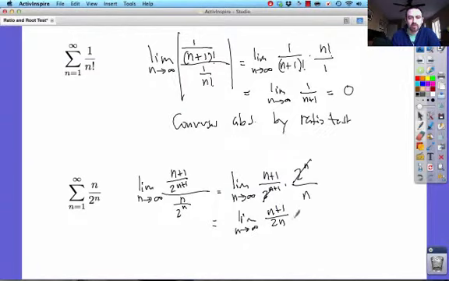Well, this is a polynomial over a polynomial. We know that polynomials of the same degree over polynomials of the same degree go to the ratio of the highest terms. So 1 over 2. So this goes to a half, which is also less than 1. So this too converges absolutely.